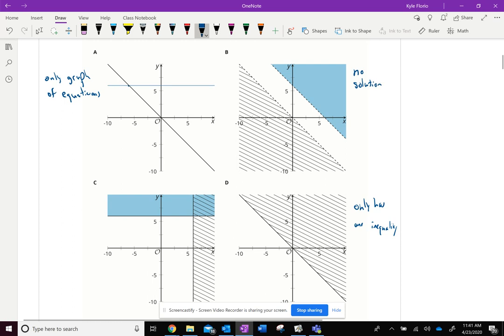And part C is the only one with a system with solutions. It's a system of inequalities, and it has a solution set. The blue region is all the solutions to the top line inequality, and the dashed line is all the solutions to the vertical line. So there is some overlap in this box right here. Any point in here, for example, (6, 6), would be a solution to both inequalities.